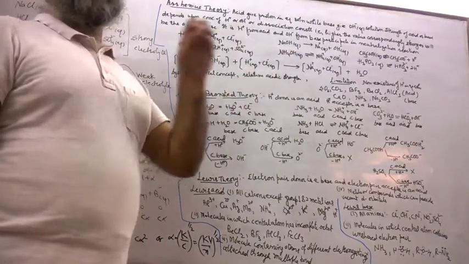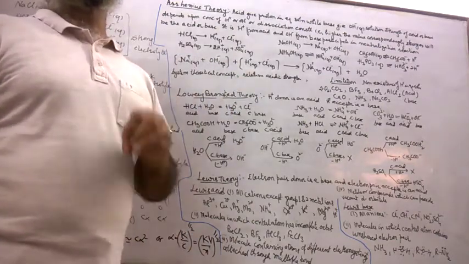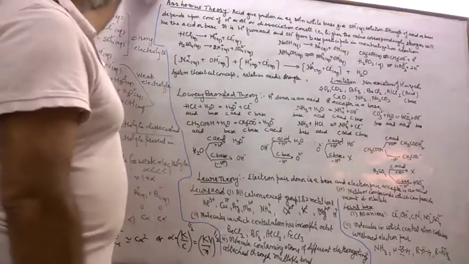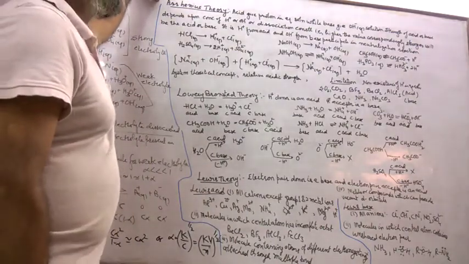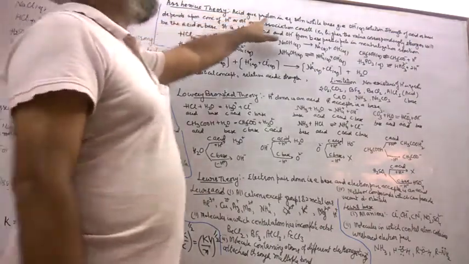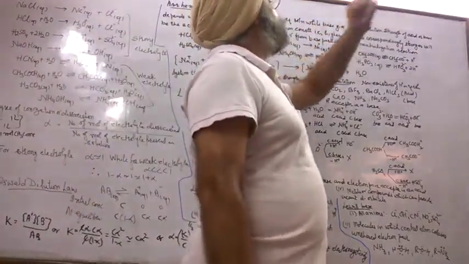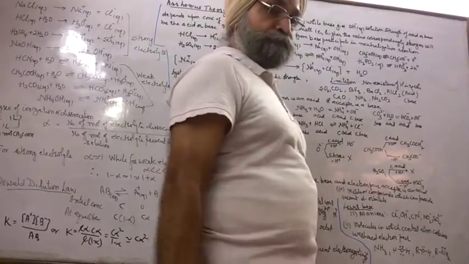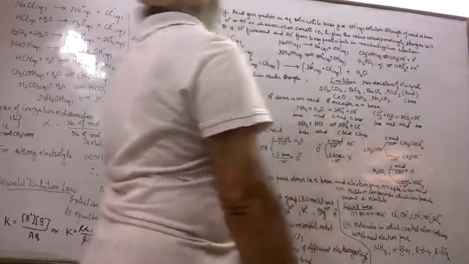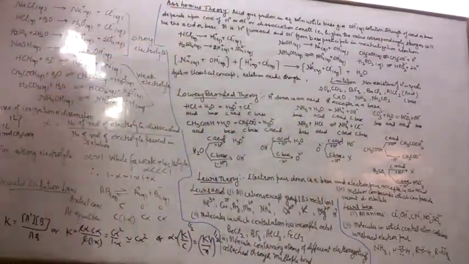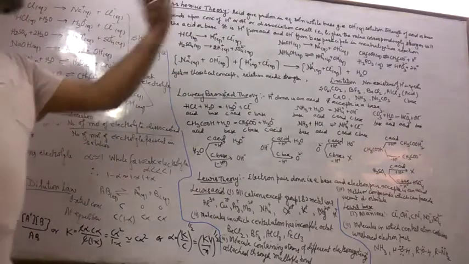The first attempt to study acids and bases and to provide an acid-base theory was by Arrhenius. According to Arrhenius, an acid gives protons in aqueous solution, while a base gives hydroxide ions in aqueous solution. And the strength of an acid or base depends on the concentration of H positive or OH negative, or the dissociation constant.